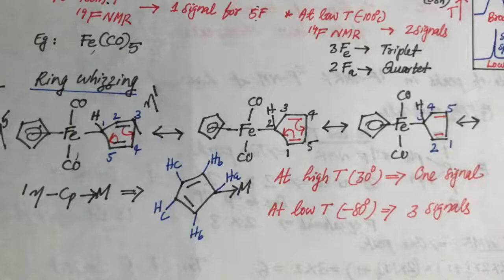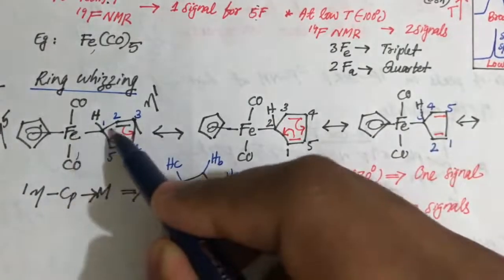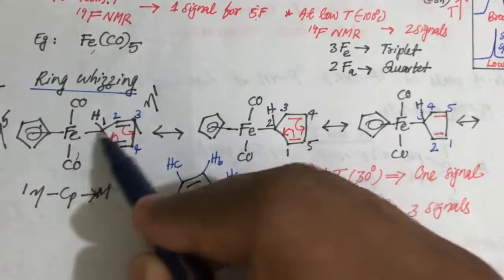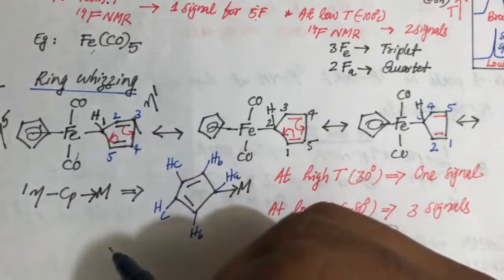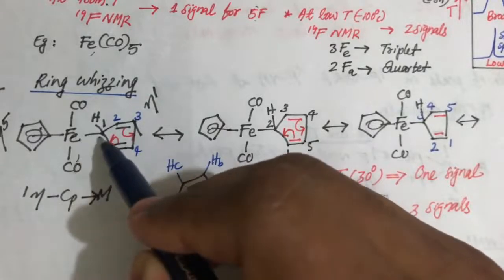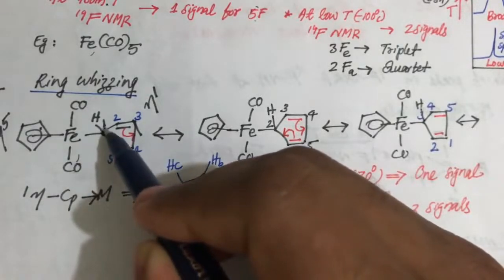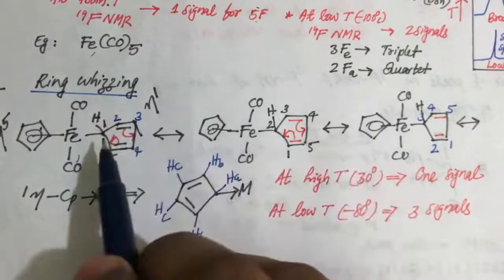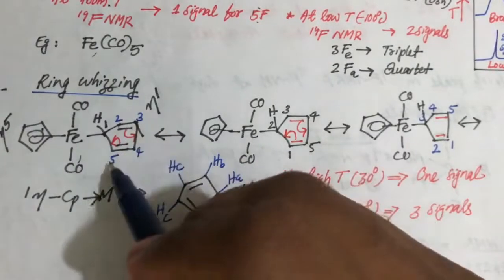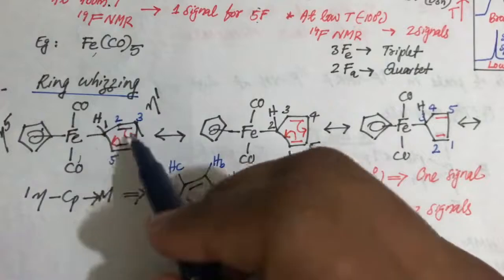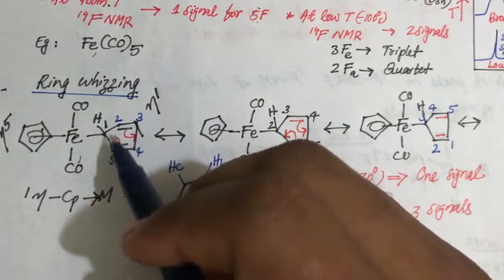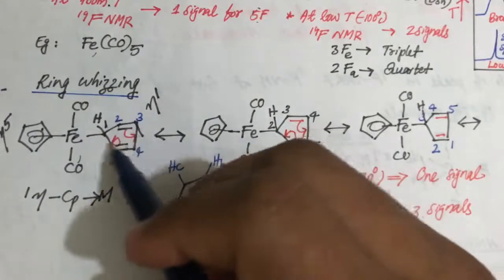So what will happen now? In this complex, I marked the ring carbons as 1, 2, 3, 4, 5. Now the iron is coordinated to this one carbon. It will undergo ring whizzing, meaning the iron is now bonded to 1, and then it can bond to 2, to 3, to 4, and to 5. That means this ring can undergo some kind of dynamic change with respect to its position. So it is a fluxional behavior.